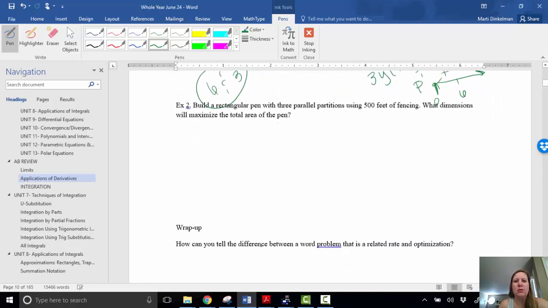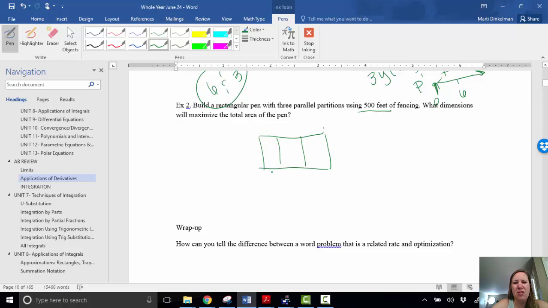Okay, example 2. So we have a rectangular pen with 3 parallel partitions. Let's see. So something like this, I guess. We're going to use 500 feet of fencing, and we want to maximize the total area. So to me, this 500 feet of fencing, that's really the constraint, and that's really the perimeter.